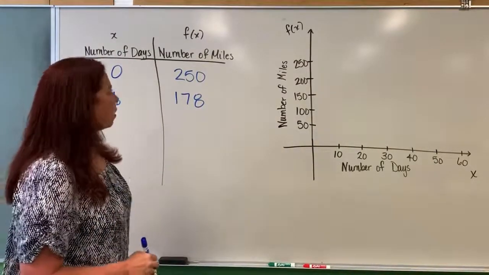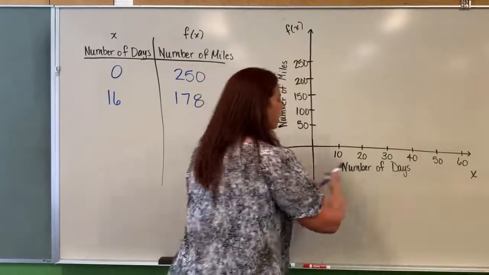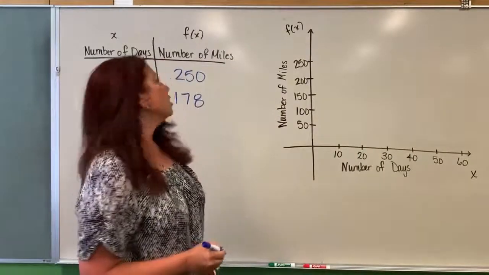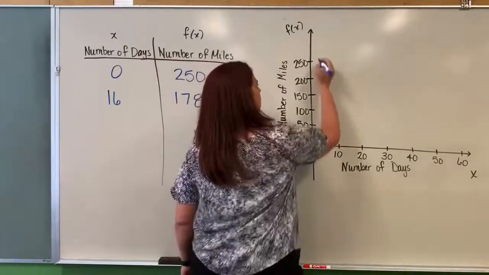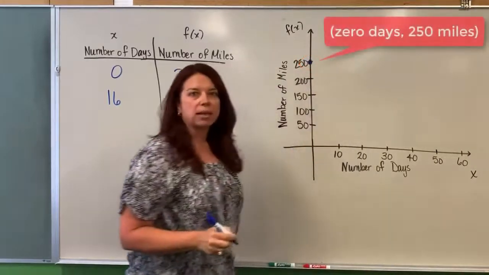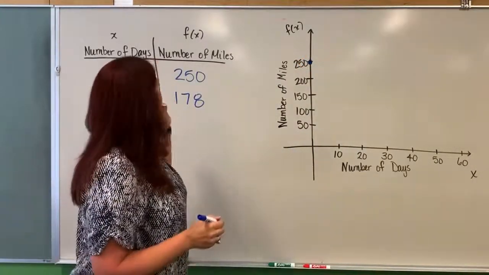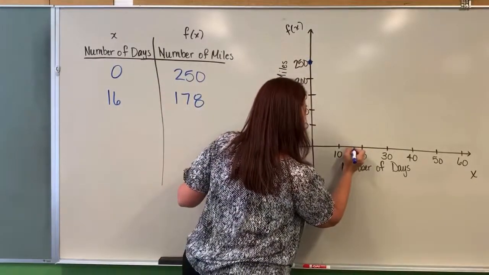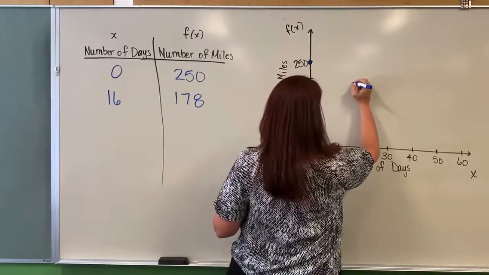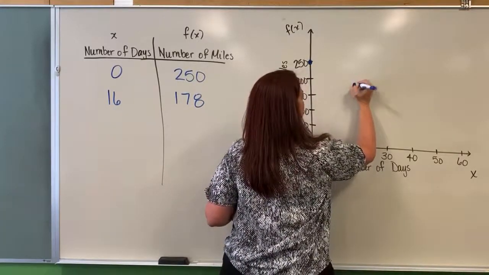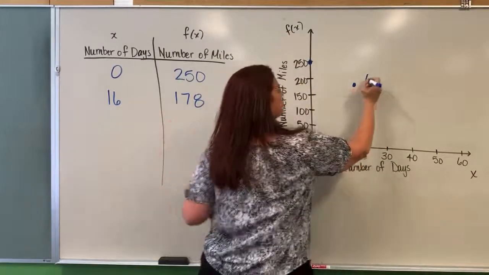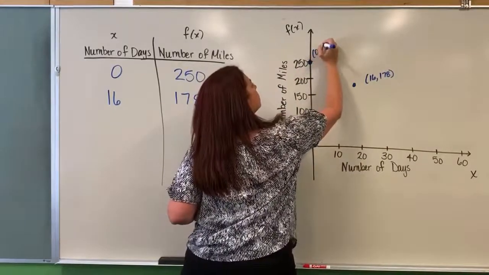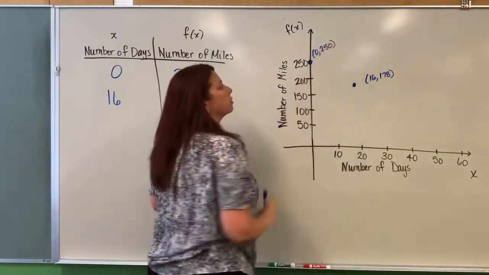So let's graph what we know already. On the graph, we have our input quantity, the number of days, and our output quantity, the number of miles. At 0 days, we have 250 miles. That's our maximum range, fully charged. But after 16 days, we only have 178. So if we graph that, at about 16 here we have 178 miles that we can actually drive. I'm going to label this 16 days elapsed, 178 miles. And again, at 0 days elapsed, 250 miles in the range.